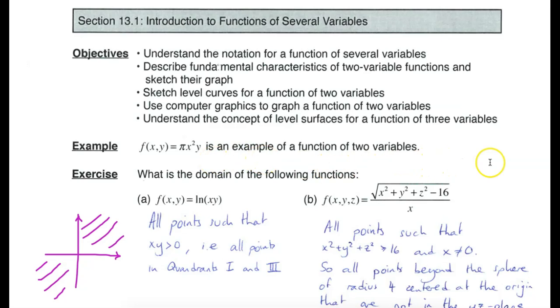Just like in two dimensions, we will have a domain and a range. The range will be a number, but the domain is going to be a pair of numbers that we can represent in the xy plane. So what's the domain of f of x and y equals ln of x times y? We have to find values inside the ln that are positive. So we need x times y to be greater than 0, which means all the points in quadrant 1 and 3, not including the axes.